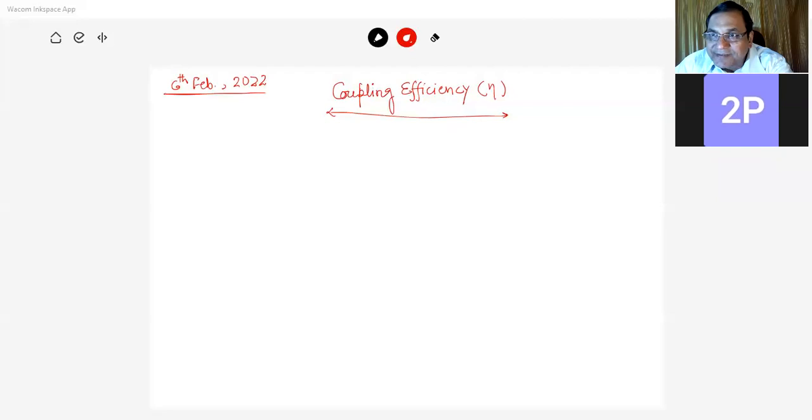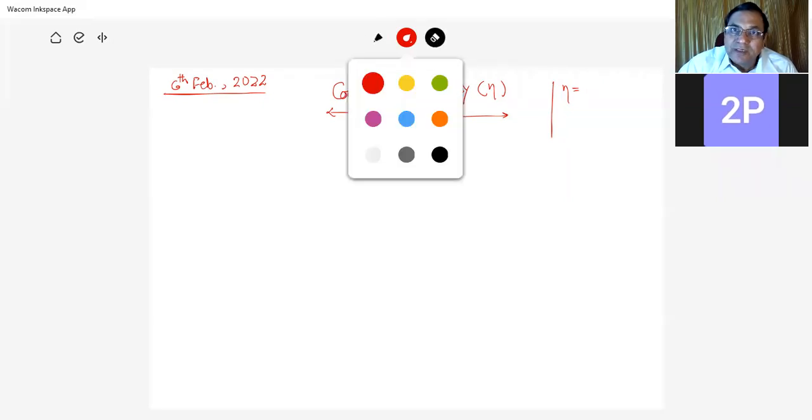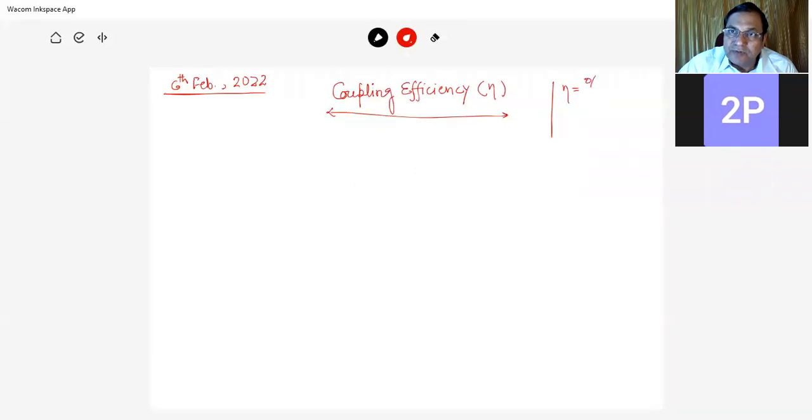So the coupling efficiency is a very important component of fiber optics, and as in other cases, efficiency को generally हम eta से ही define करते हैं. This eta is equal to mainly, output work upon input work.